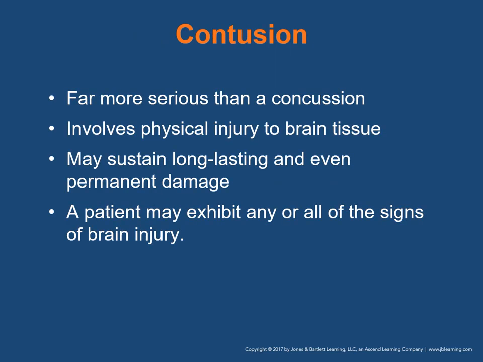Now we'll talk about contusion. Like any other soft tissue in the body, the brain can sustain a contusion or a bruise when the skull is struck. A contusion is far more serious than a concussion. It involves physical injury to the brain tissue, and it may produce a long-lasting or even permanent change or damage. A patient who has sustained a brain contusion may exhibit any or all of the signs of brain injury.